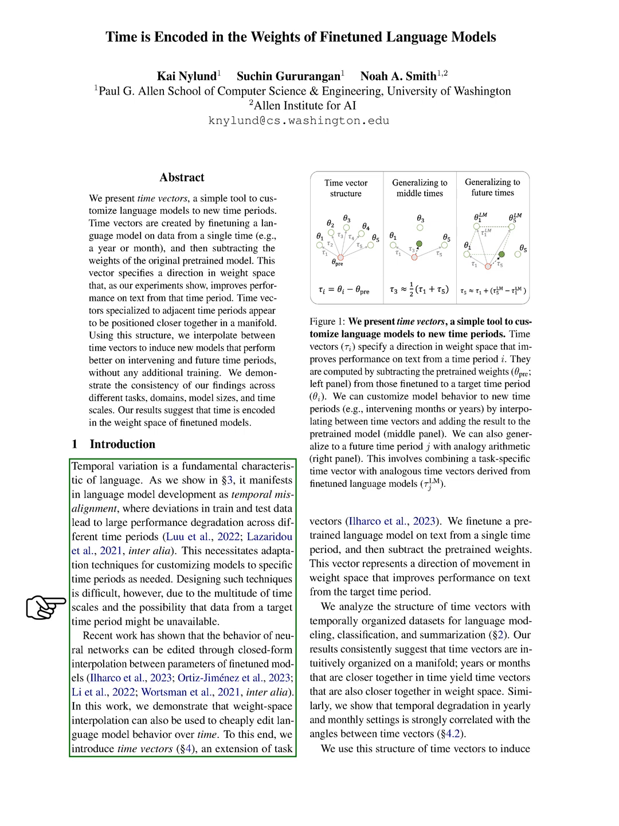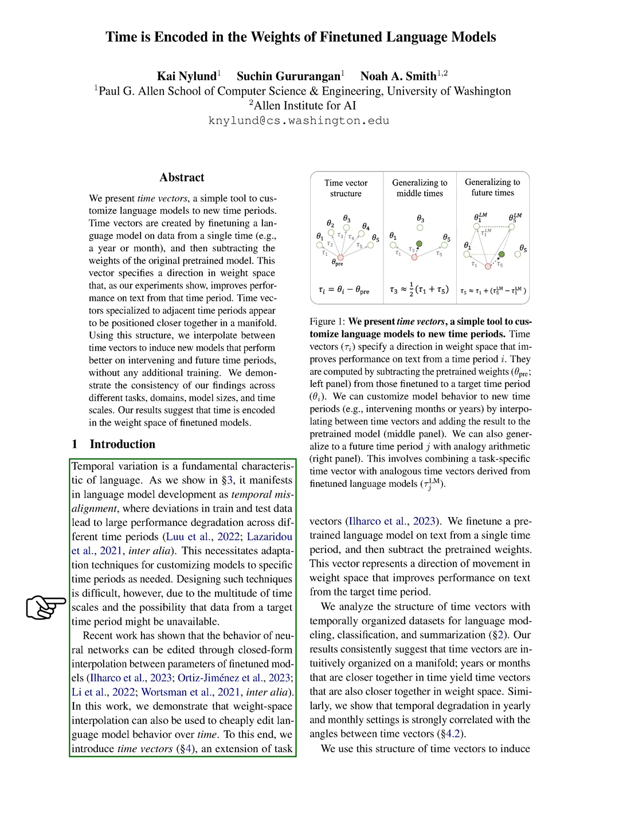Recent studies have shown that we can modify the behavior of neural networks by interpolating between the parameters of fine-tuned models. We're going to show you how this method can be used to adjust language model behavior over time in a cost-effective way. We'll introduce something called time vectors, which are an extension of task vectors.